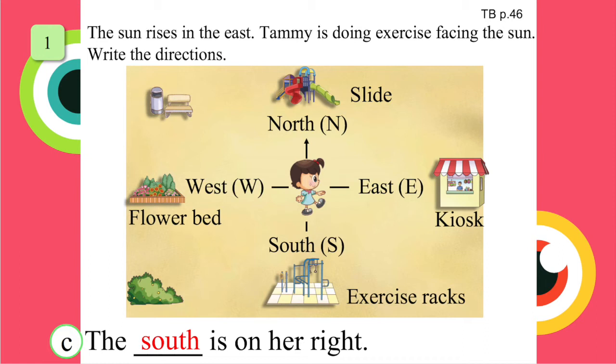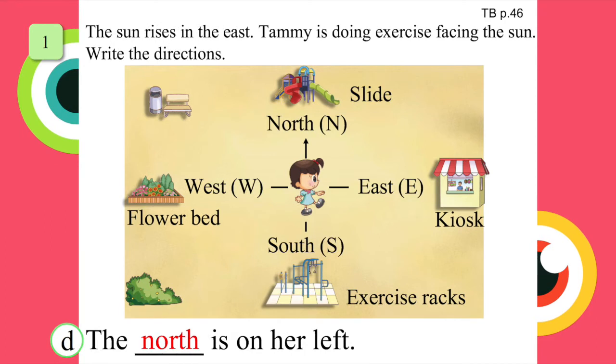Hold on. Now keep turning your head to the east, like turning right. Turn your head to the right-hand side. We are looking at the kiosk now. So which direction is on our left? Which object can we touch? Oh yes, there is a slide. I want to play the slide now. Yes, so it means the north is on our left, or on Tammy's left.